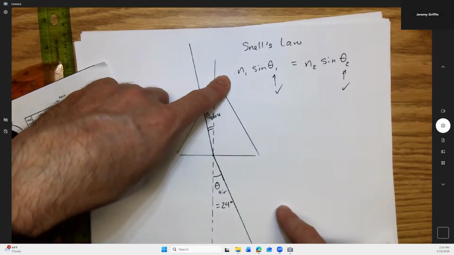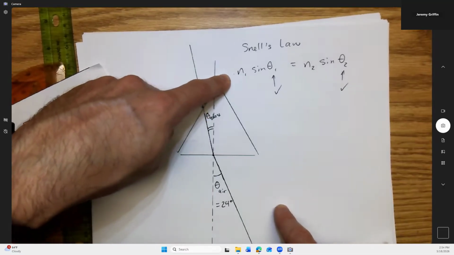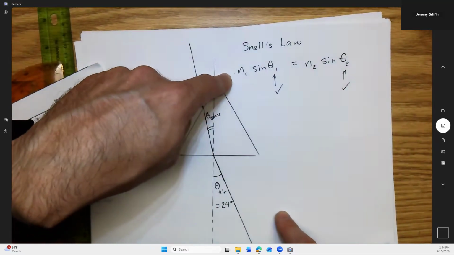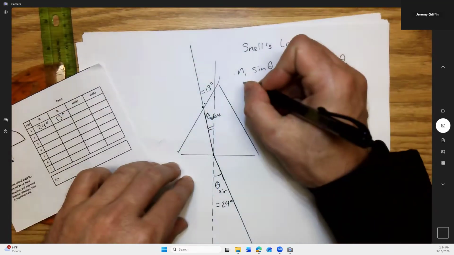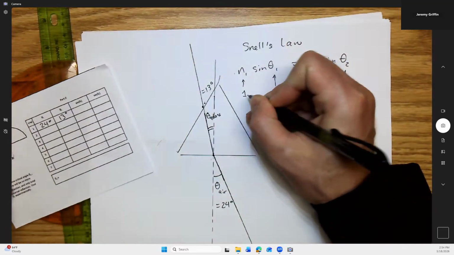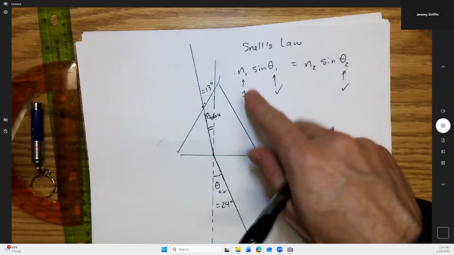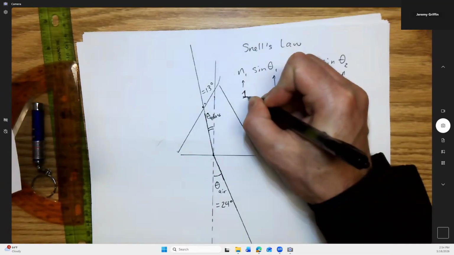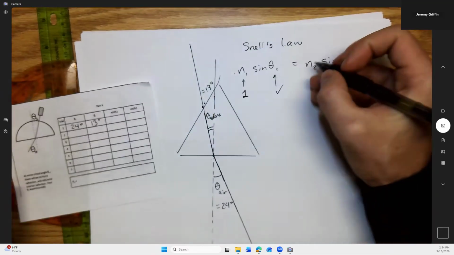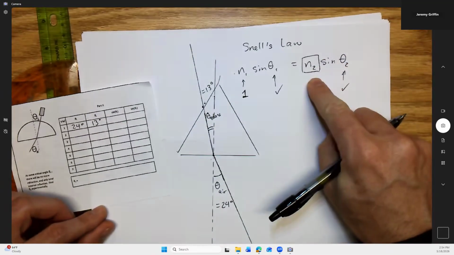Guys, what do you think is approximately the index of refraction of air? 1. It is 1. So for the index of refraction of air, just use 1. For a perfect vacuum, it's exactly 1. For air, it's very, very close to 1, so we'll just call it 1. Now, do you see that you know everything at this point except for this n2?